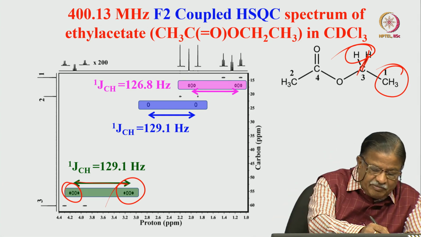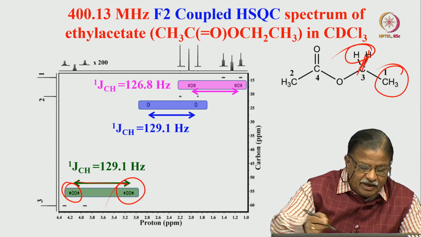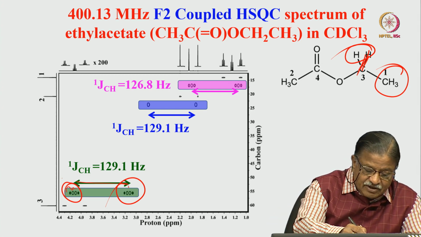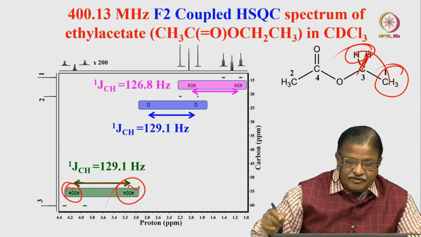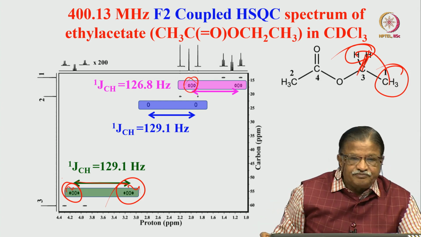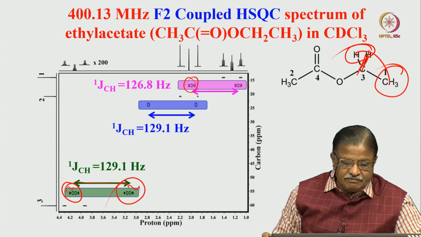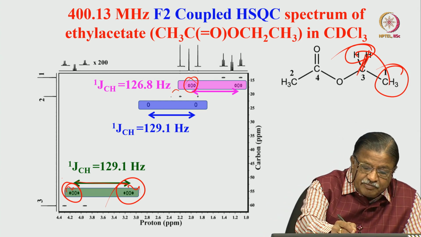So, you can interpret that. This separation gives me the one bond CH coupling, and the separation of any of these adjacent peaks in the quartet gives me the HH coupling between this and this. Same thing of course you get here also. Then what is left over? Left over is only this peak.